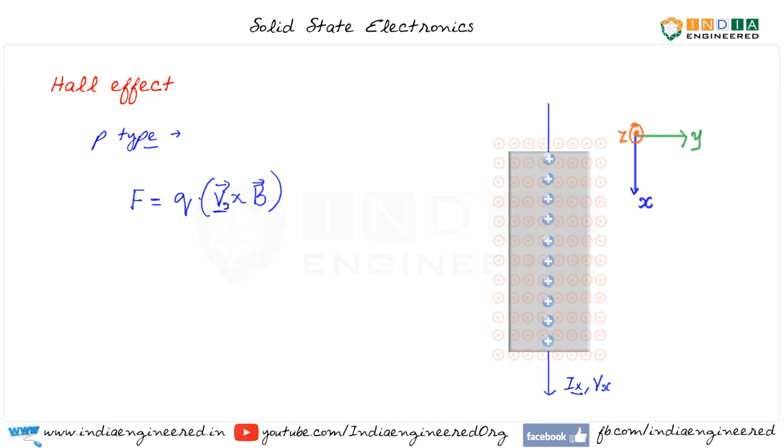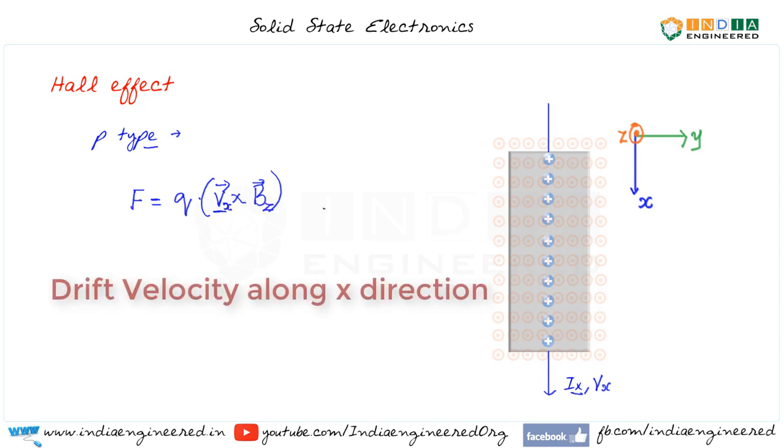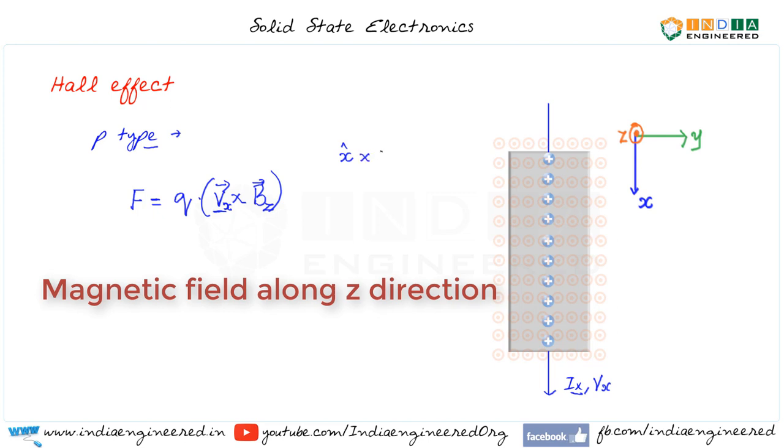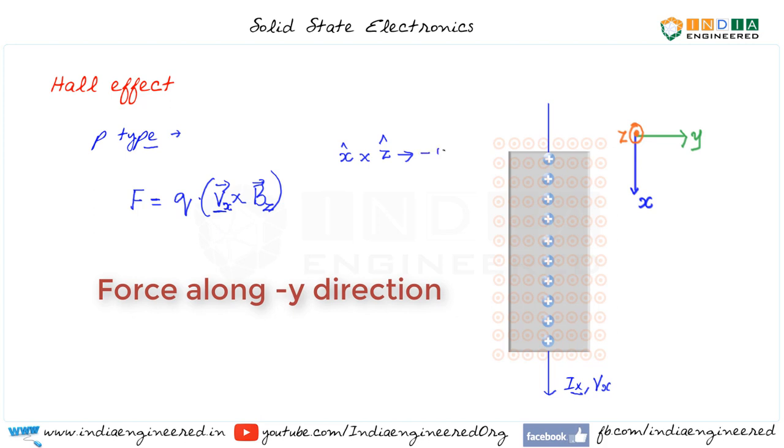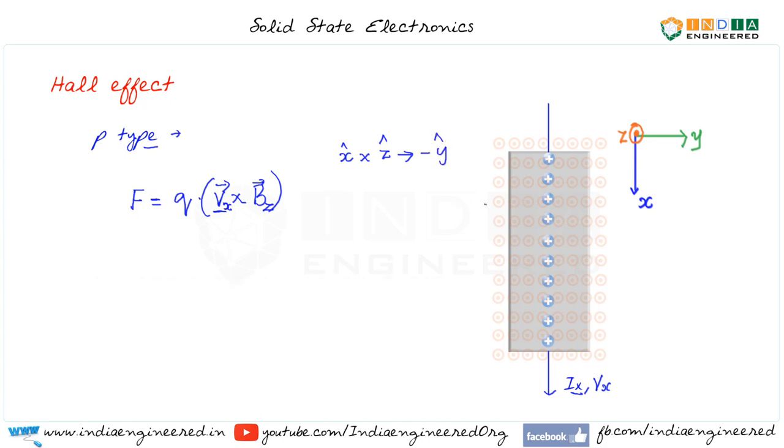Here the drift velocity is along x direction and we have applied the magnetic field along z direction. So here we have drift velocity which is acting along x direction and the magnetic field which is acting along the z direction, and the charge is positive. So we have x cross z, that is the resultant of this force is acting along minus y direction. The magnetic field will try to push the charge carriers towards the minus y direction, that is along this direction.